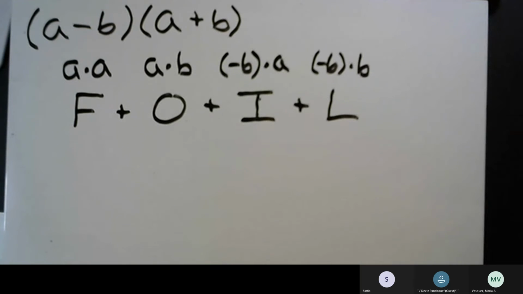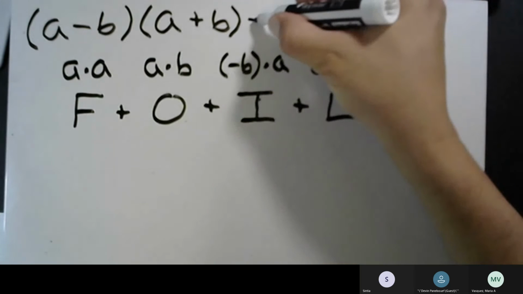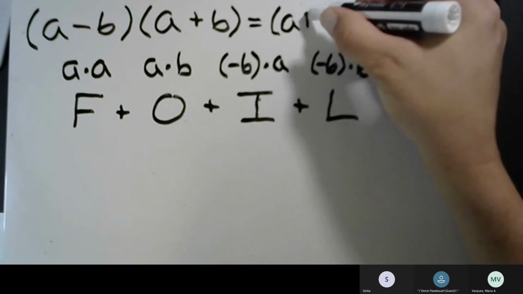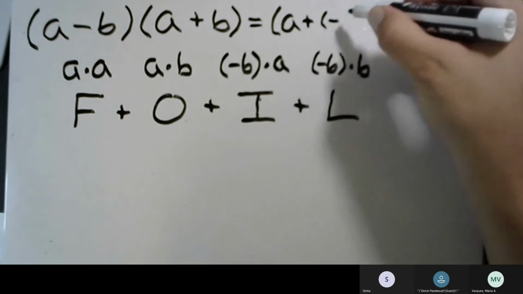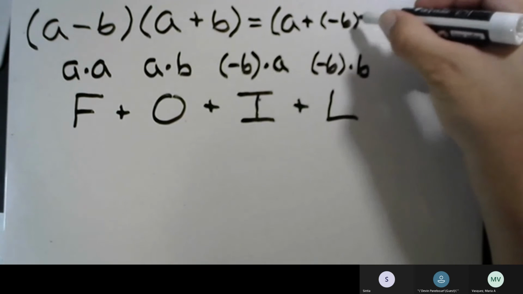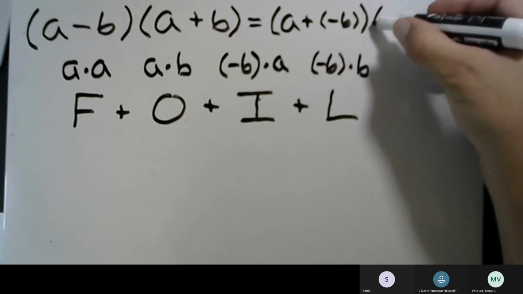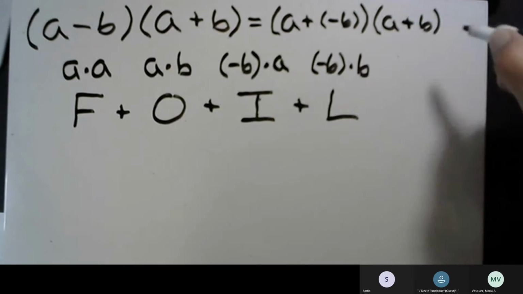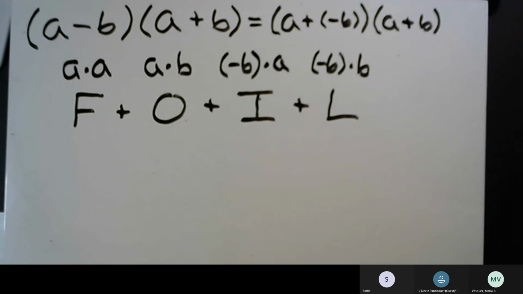Now, if it helps, what you could do is rewrite this, and this is just for consistency's sake. And I think it's a helpful consistency. Again, because we have a minus, you can write it as adding a negative. So you can rewrite it like that. That might make it a little more sensible.